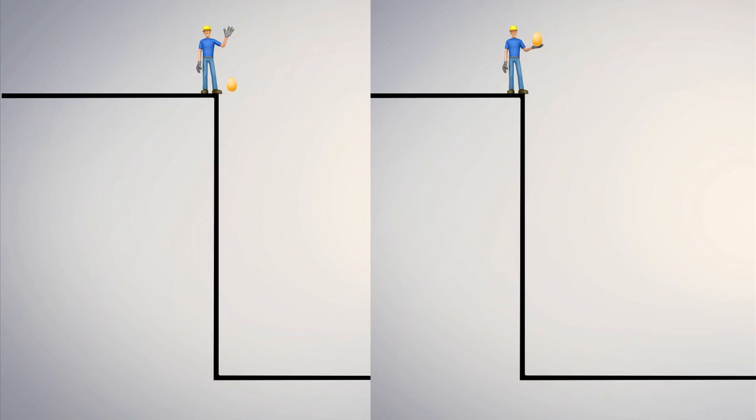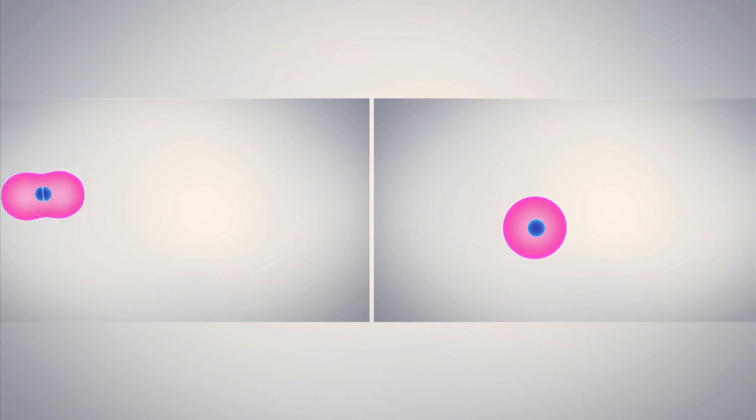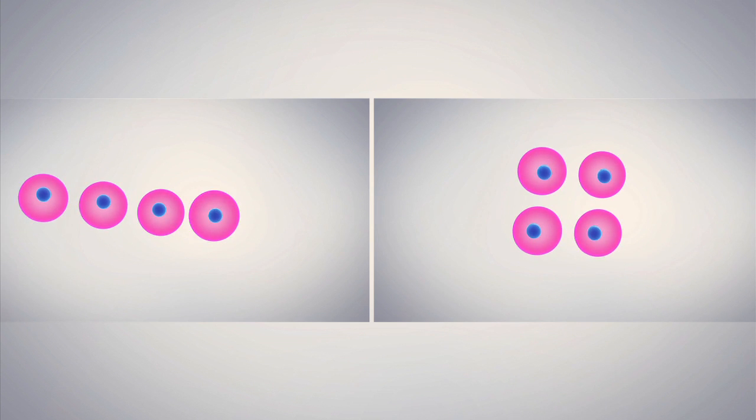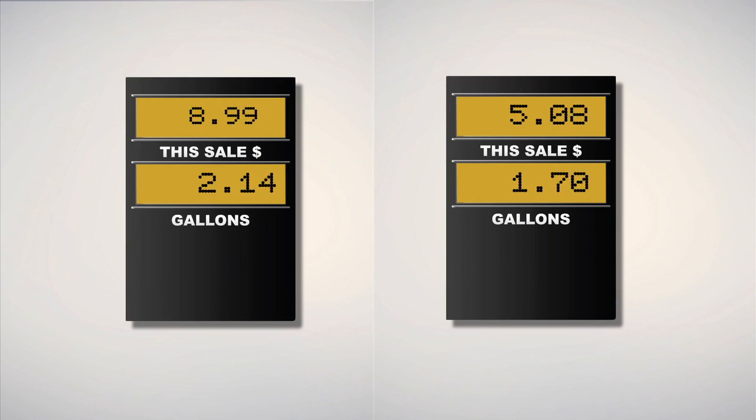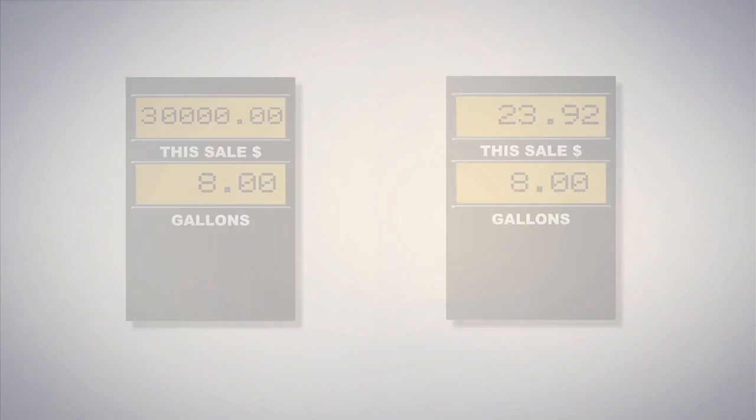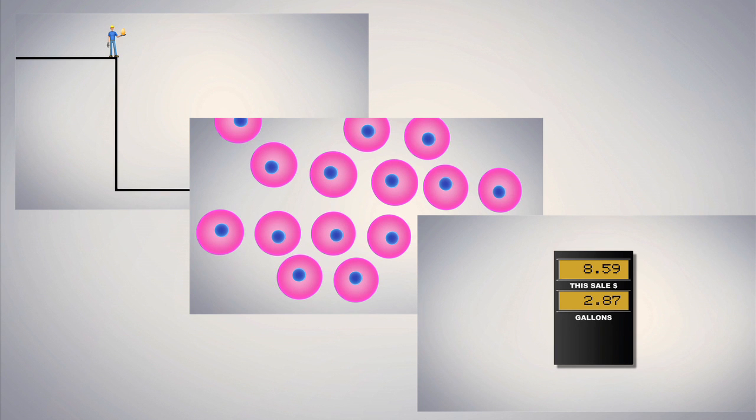A falling egg accelerates due to the force of gravity. Each cell continues to divide into two identical cells in the process known as mitosis. And the price per gallon of gas should be consistent, until tomorrow, that is. All three of these scenarios require different types of functions.